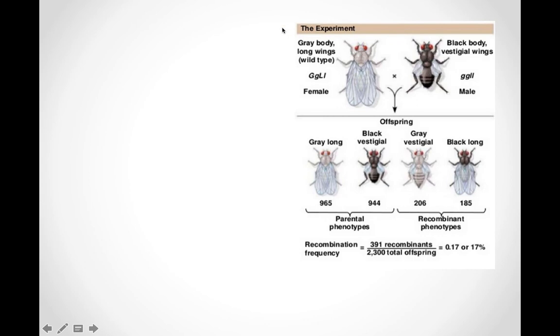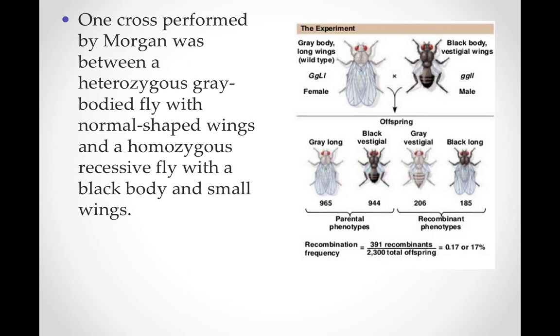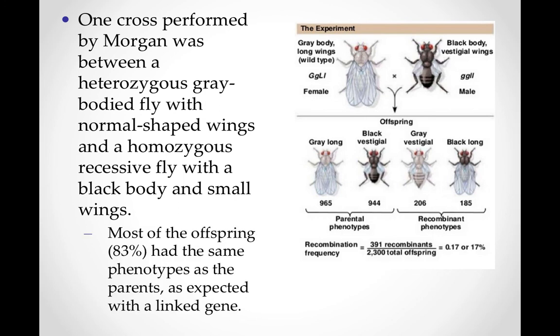So in his experiment, these were linked traits. Body color and wing type were linked together. So it got a little more difficult with it. When you study this, he performed a cross between heterozygous gray-bodied flies with normal-shaped wings and homozygous recessive flies, black bodies and small wings. So you can see it gets a little more difficult.